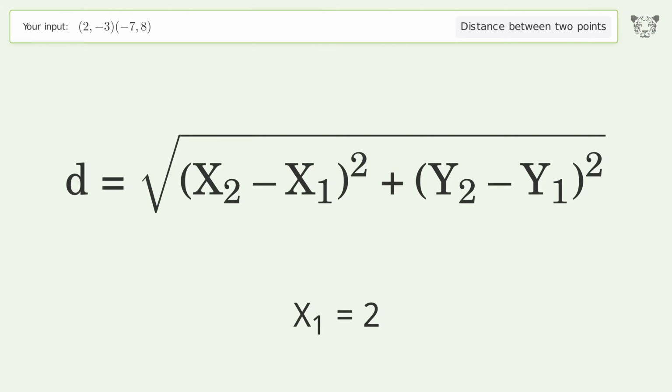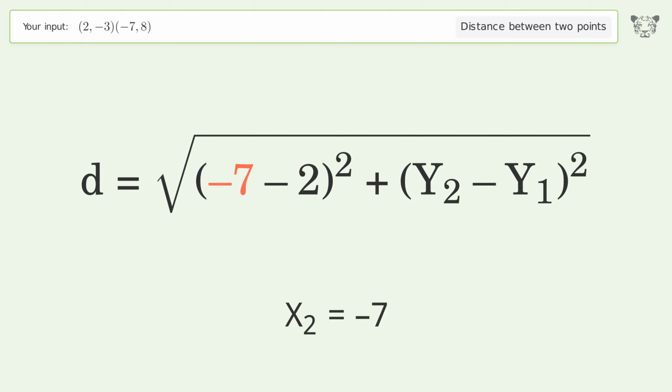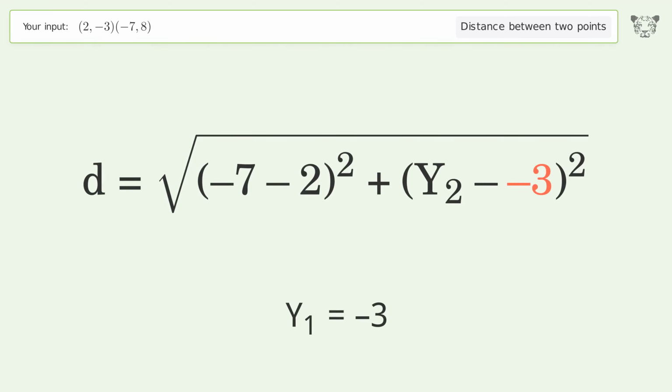x1 equals 2. x2 equals -7. y1 equals -3. y2 equals 8.